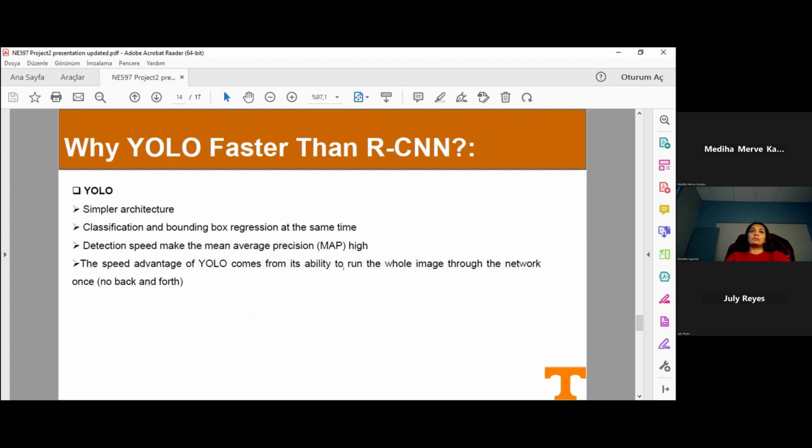The speed advantage of YOLO comes from its ability to run the whole image through the network once, split the image into grid cells, and predict whether an object is present or not. That's why YOLO is the most preferable one.